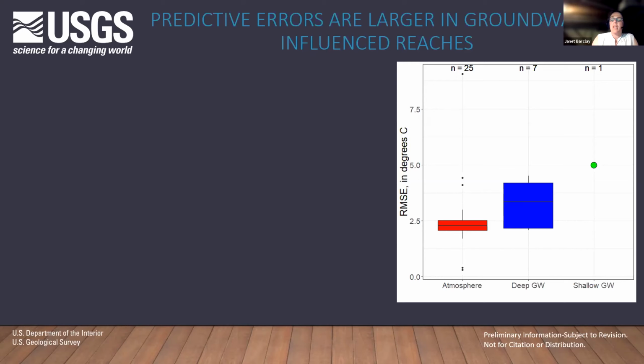So this figure is showing the root mean squared errors on the y-axis for predictions by driver classification. The sites are on the x-axis by those classifications. On the y-axis, we have the reach-level root mean squared error, and then we have the classifications from the signal analysis with atmospheric on the left in red, deep groundwater in blue in the center, and shallow groundwater on the right. We see that the root mean squared error is higher for the deep groundwater sites relative to the atmospheric sites, and also is higher for that one shallow groundwater site.